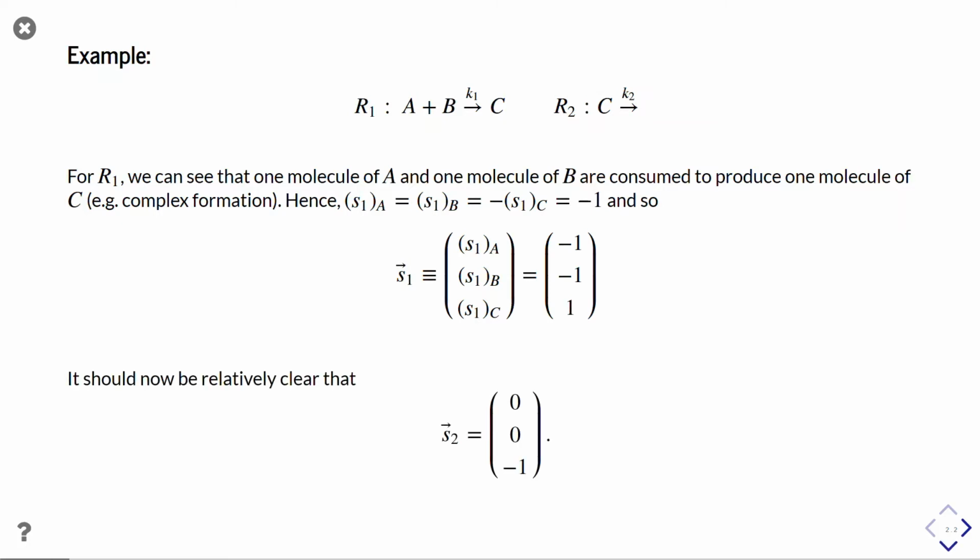It should now be relatively clear that the stoichiometry vector for reaction 2 is the vector 0, 0, -1. The two zeros reflect the fact that species A and B are unaffected by reaction 2, and the -1 in the third component reflects the fact that when reaction 2 occurs, one molecule of C is removed from the system.